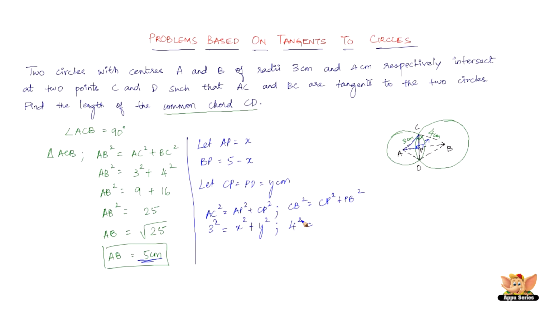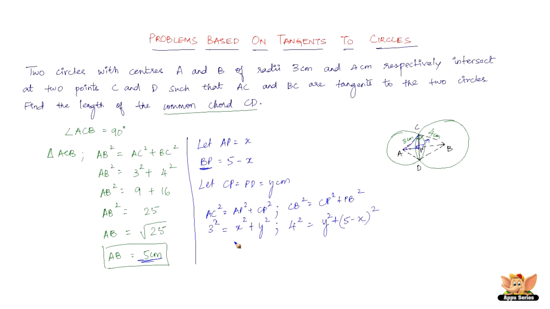And then we've got CP as y again, so CP square is y square, and then we've got PB or BP, PB is all the same. So we've got PB as 5 minus x the whole square. So we've got these two equations here.